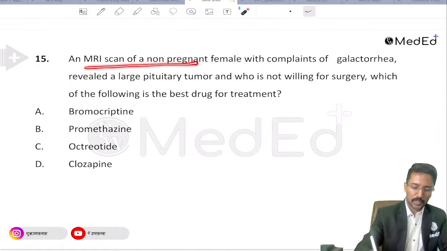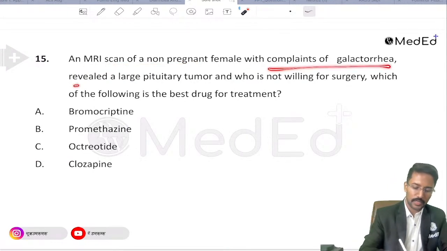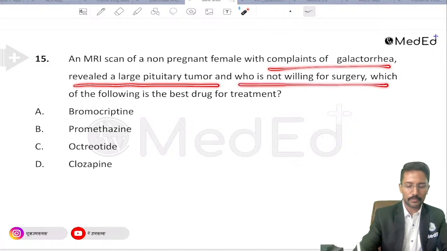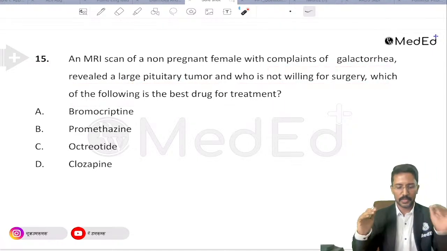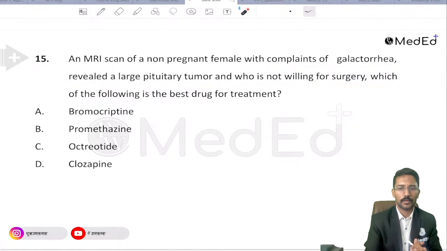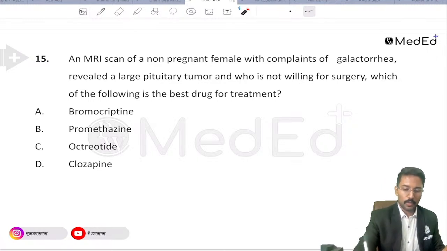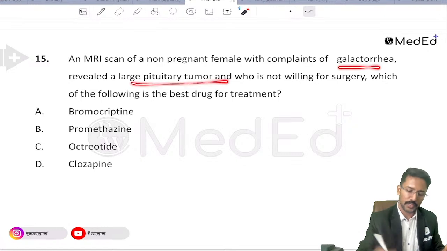An MRI scan of a pregnant female with complaints of galactorrhea revealed a large pituitary tumor who is not willing for surgery. Which of the following is the best treatment for this patient? Okay, this question is from one of the previous exams. I wouldn't really like to frame the question like this, right? Because whatever they're talking about, there is galactorrhea and there is a pituitary tumor.